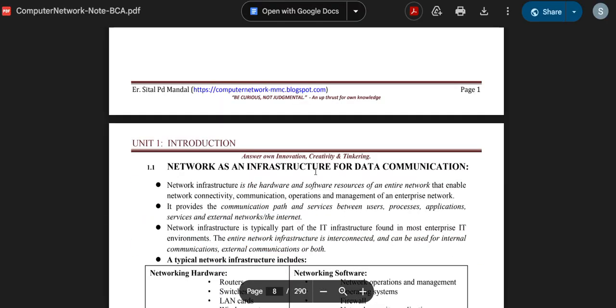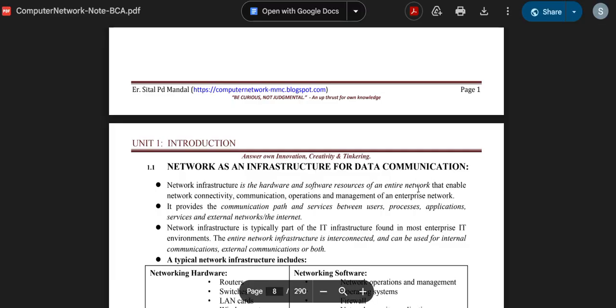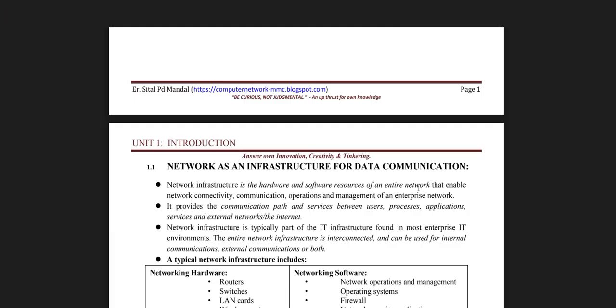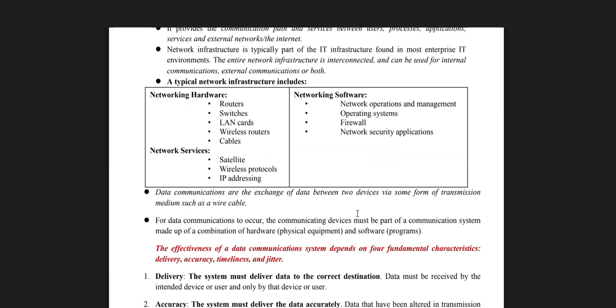ल हामी सुरुदेखि कुर्छौँ। नेटवर्क इन्फ्रास्ट्रक्चर भनेको एउटा हार्डवेयर र सफ्टवेयर रिसोर्सेसको अफ इन्टायर नेटवर्क द्याट इनेबल नेटवर्क कनेक्टिभिटी, communication and operation and the management of enterprise network. It provides the communication path and service between user, processor, application server, and external network. The internet computer infrastructure is typically the part of IT infrastructure found in most enterprises IT environment. The entire network infrastructure is interconnected and can be used for internal communication, external communication, or both.